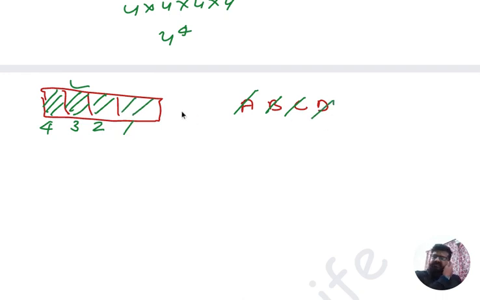In this case, repetition is not allowed. If one gets a seat, then he will not be considered in the upcoming allotments. So you can see the ways of allotting the seats were these. And can I write this in another way? Yes, I can write this as factorial 4. So this is factorial 4.